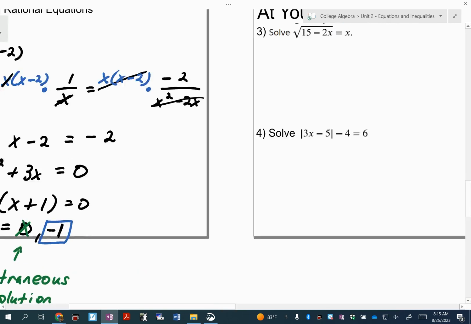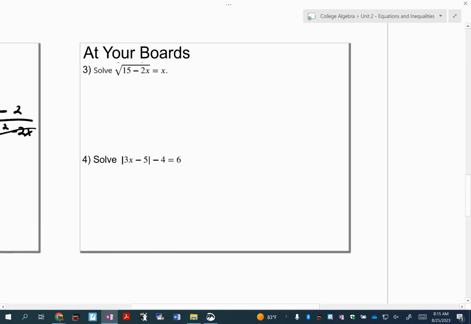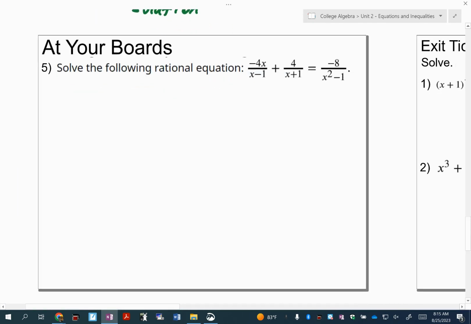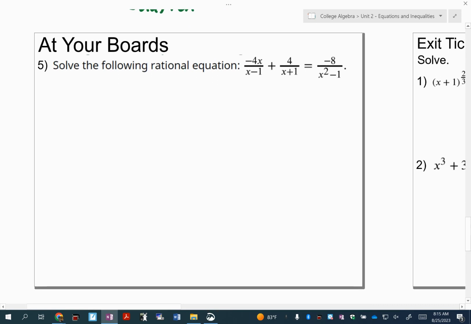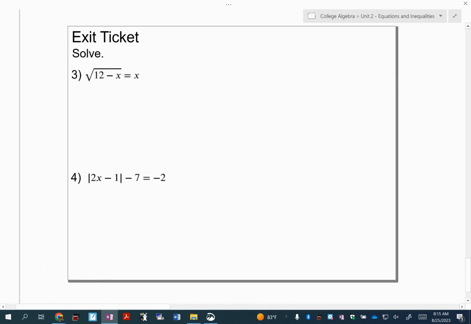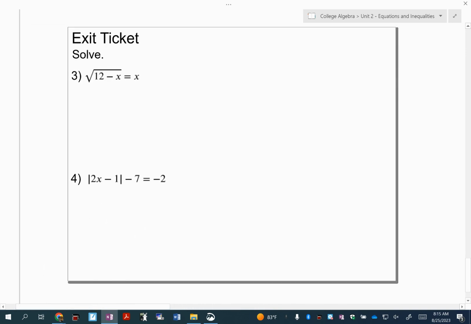Okay. If you want to practice what we just did, here's some practice with a square root and an absolute value. All right, so you can try those. Here's some more practice if you want to try the rational equation like we just did. And then finally, the exit ticket, if you want to try these questions. Here's the first two from the beginning, and then here are the last two. All right, good luck on this.